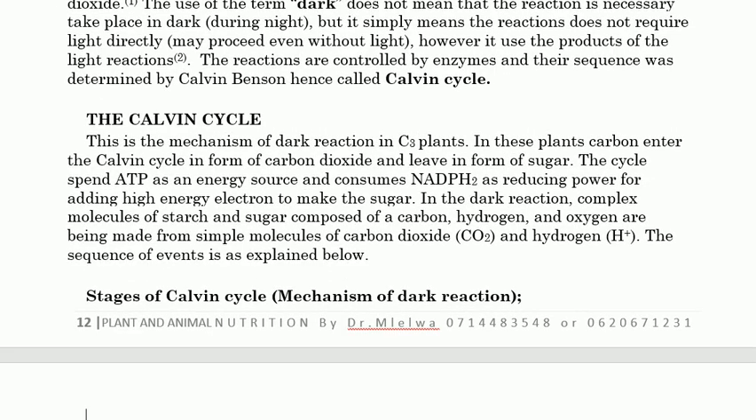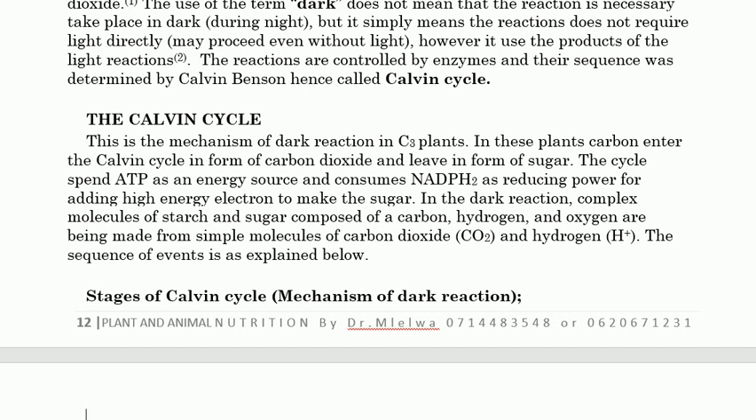So what is the Calvin cycle? The Calvin cycle is the mechanism of the dark reaction in C3 plants. Later we shall see what C3 and C4 plants are. In these plants, carbon enters the Calvin cycle in the form of carbon dioxide and leaves in the form of sugar. The cycle spends ATP as energy source and consumes NADPH2, that is reduced NADP, as reducing power for adding high energy electrons to make the sugar.